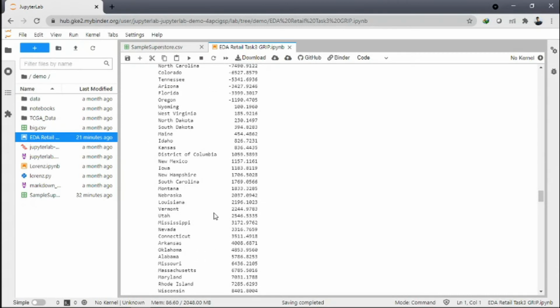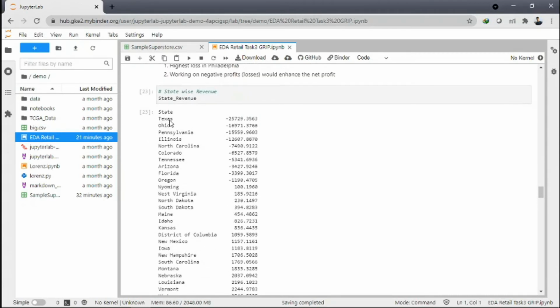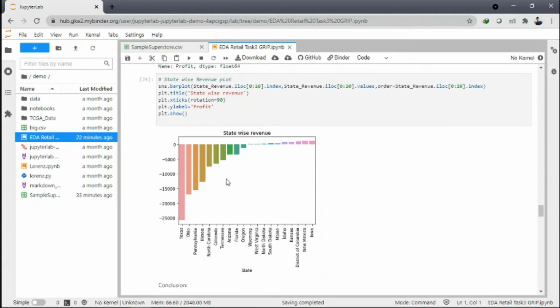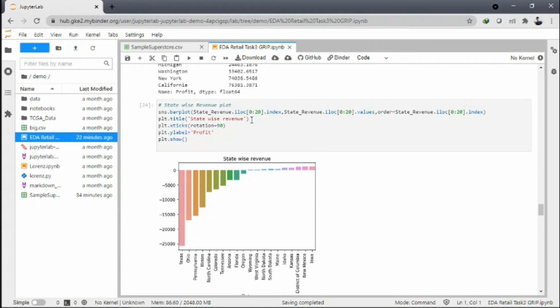So this is the data. As we can see from here, Texas has the highest loss, that means the least profit, a negative value of 25729.3563, and the highest profit is in California, a positive 76381.3871.